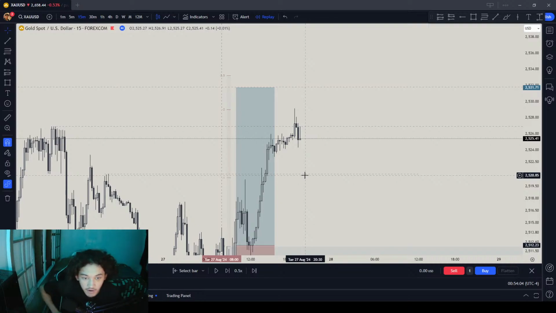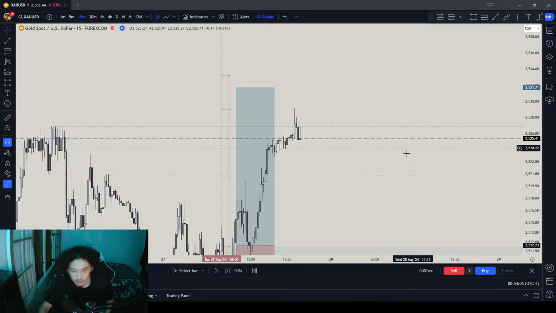So partials are very abundant. It's like a 50% mark out of here. So boom, let the rest run.